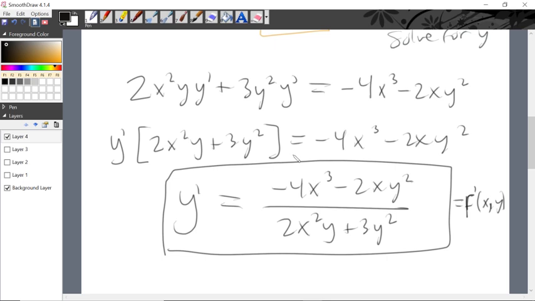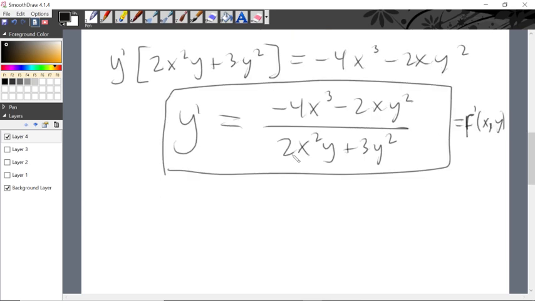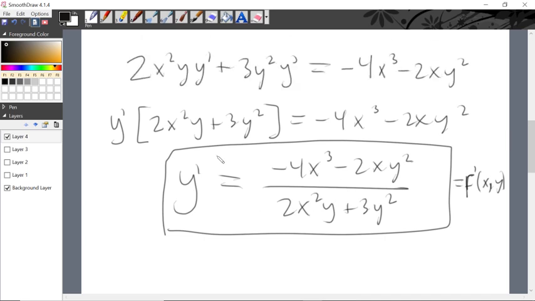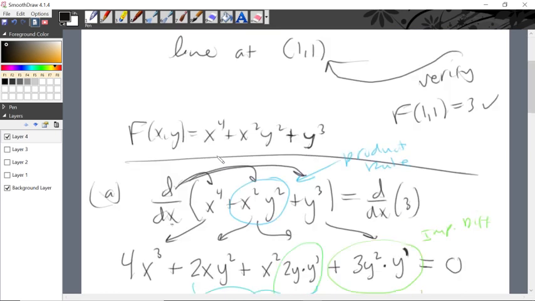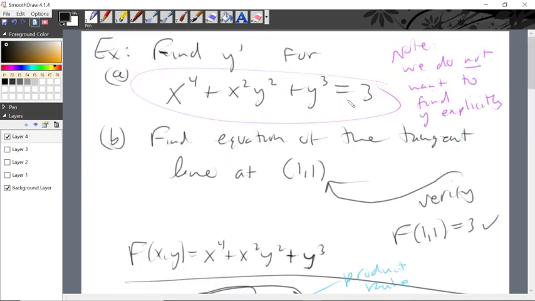If we know both x and y at a particular point on the original curve, we can plug that x and y into this formula to find the slope of the tangent line at that point. Right, and we found y prime without having to solve for y originally. We don't want to know what y is as a function of x, not for a case like this.